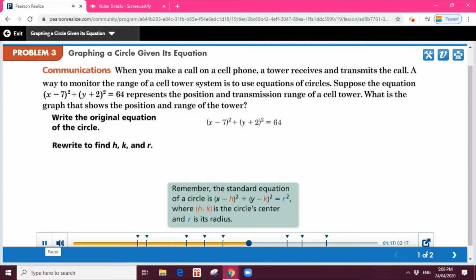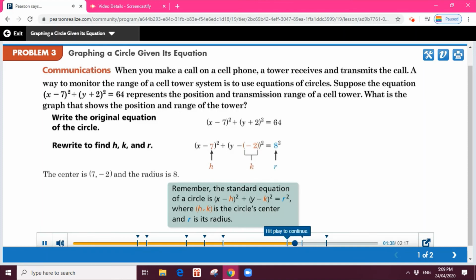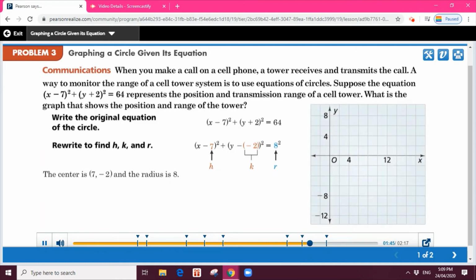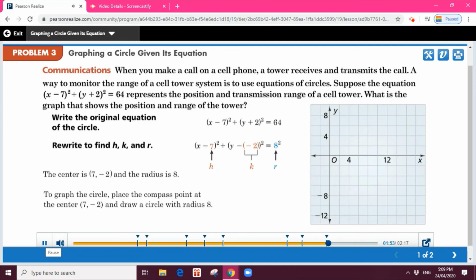Remember, the standard equation of a circle is the quantity x minus h squared plus the quantity y minus k squared equals r squared, where the point h, k is the circle's center and r is its radius. The center is the point 7, negative 2, and the radius is 8. To graph the circle, place the compass point at the center, 7, negative 2, and draw a circle with radius 8.